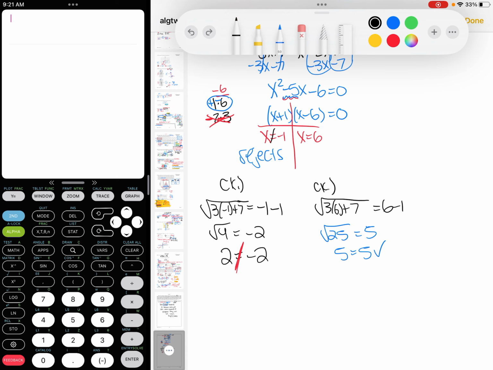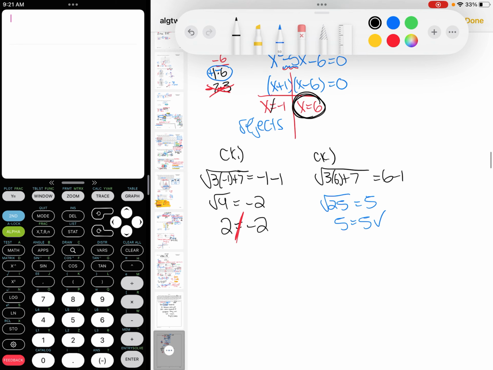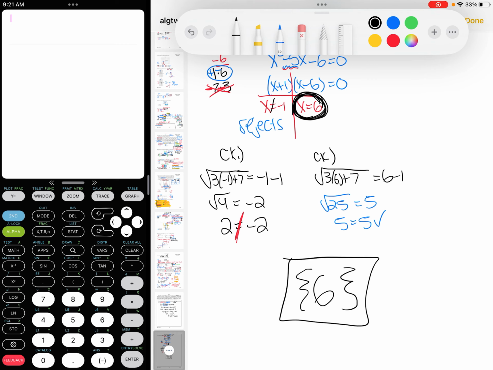Remember, 5 was to get you the check. Your answer is 6. So be careful. Your final answer is x equals 6. So you can put it in your squiggly wigglies. You don't have to because there's only one solution. Just in some way label that 6 is the only answer and negative 1 is not an answer by writing reject.